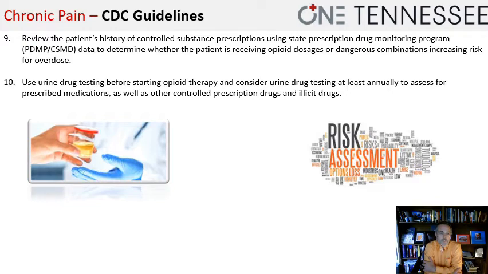There are several tools that you can use to test for this. You can use urine drug testing before starting opioid therapy, and also consider urine drug testing at least annually to assess for prescribed medications, as well as other controlled prescription drugs and illicit drugs. You might think it's kind of counterintuitive, but if they're on a very high morphine milligram equivalent, you want to test them and make sure that opioids are in their urine, because if they're not, that could be a sign of diversion and possible misuse.